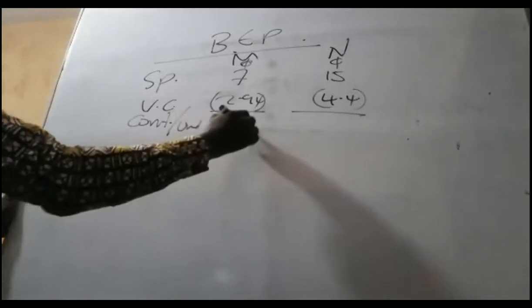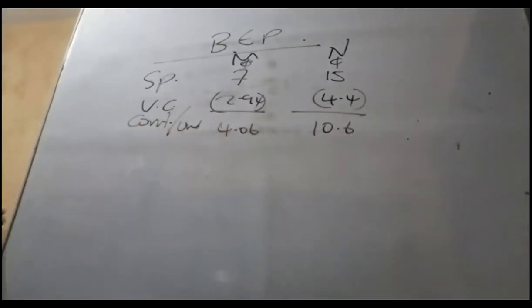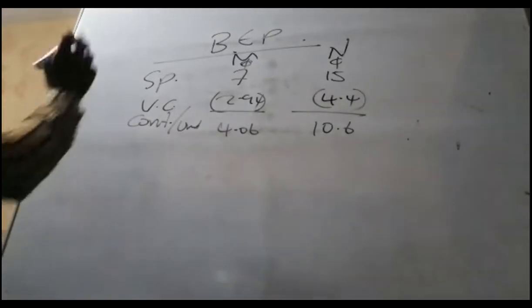So 4.06, and then 10.6, right? Okay. Will it be 10.36 or 10.6? Okay, 10.6. Great. So that's step 1.